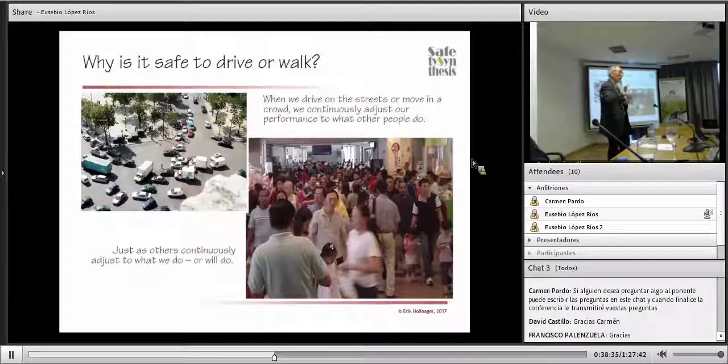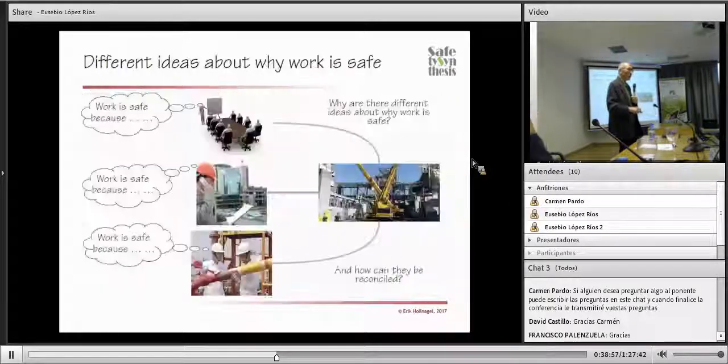And the same thing happens in work, in activities, in whatever you're doing. There are these adjustments all the time, and we need to understand these adjustments because they are the reason why things go well. So we shouldn't look at the situations where you have collisions. You should look at the situations where you have no collisions and try to understand why don't you have collisions. So if you do that and ask people, well, why is work safe?